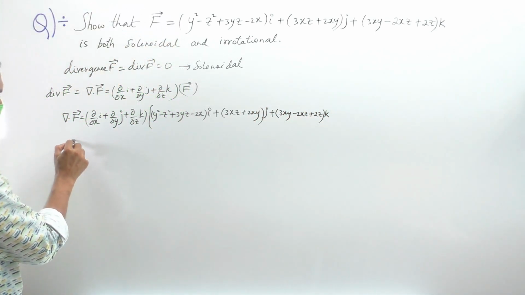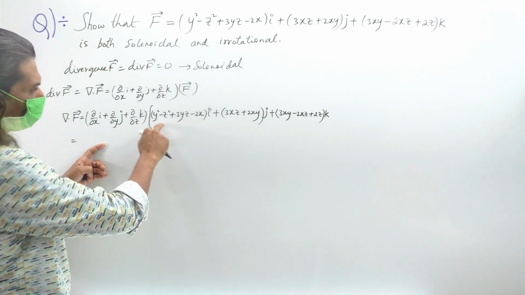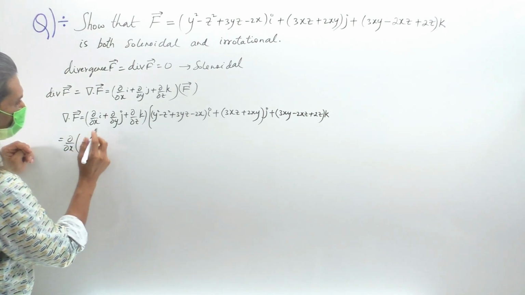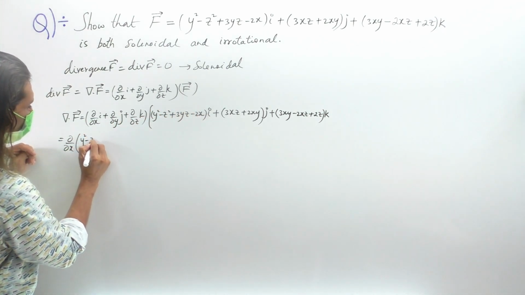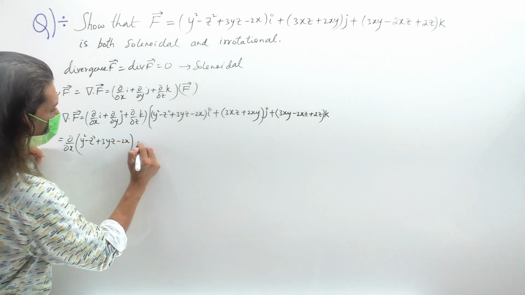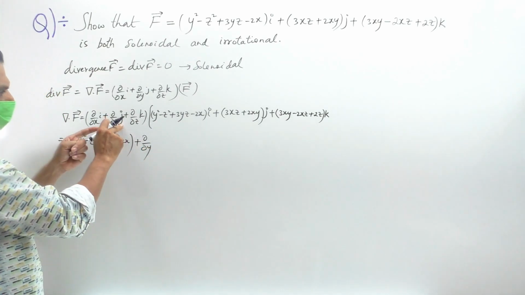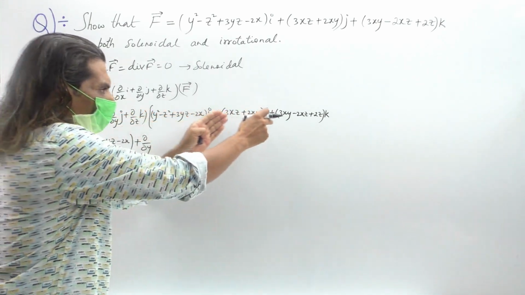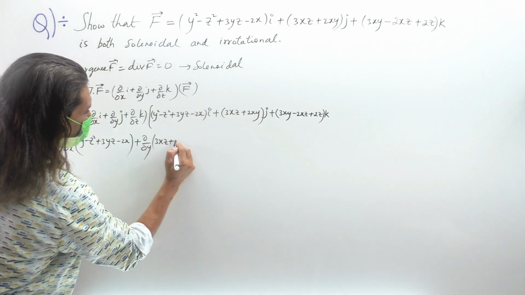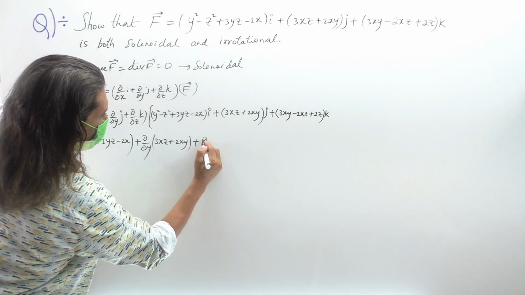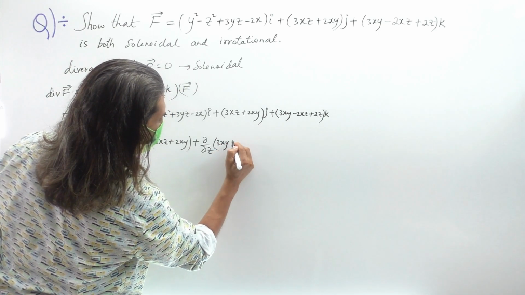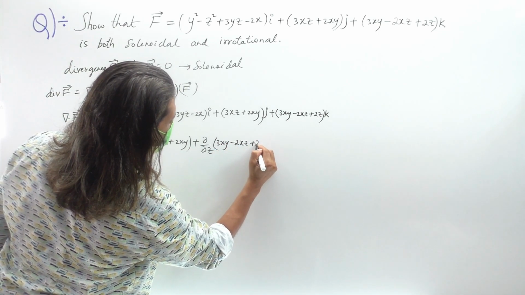So this will be dou by dou x of this whole thing. That is dou by dou x of y square minus z square plus 3yz minus 2x, plus dou by dou y of 3xz plus 2xy, because j into j becomes 1, plus dou by dou z of 3xy minus 2xz plus 2z, because k into k is 1.